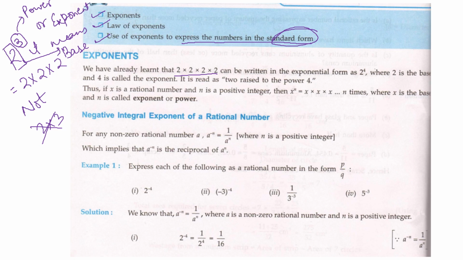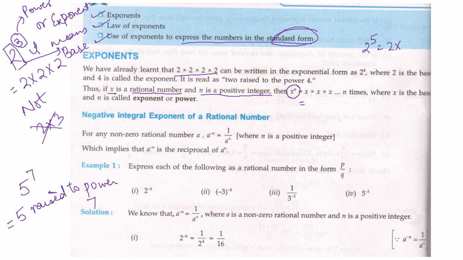So how are you going to read this? You will read as 5 raised to power 7. Okay, that's what they have told here. So if x is a rational number and n is a positive integer, then x to the power n. X to the power n means what? When I say 2 to the power 5, it means 2 is getting multiplied how many times? 2 into 2 into 2 into 2 into 2, 5 times. So x to the power n means x is getting multiplied, x into x into x into x, n times. That's what they are trying to tell you.